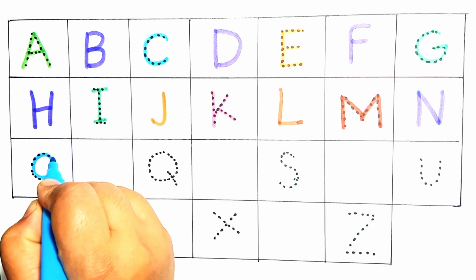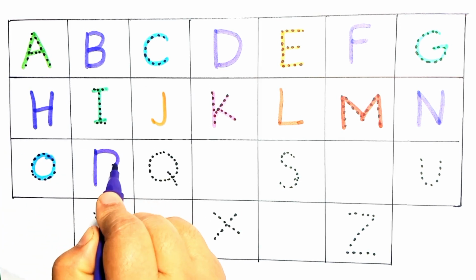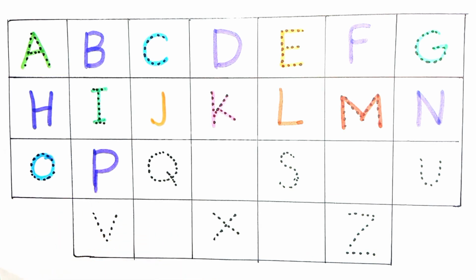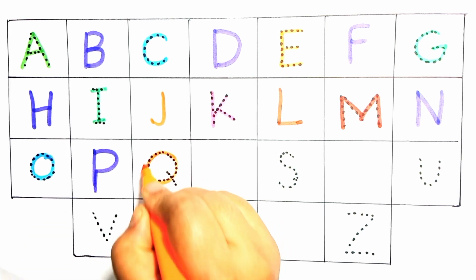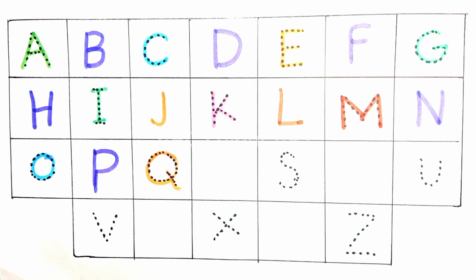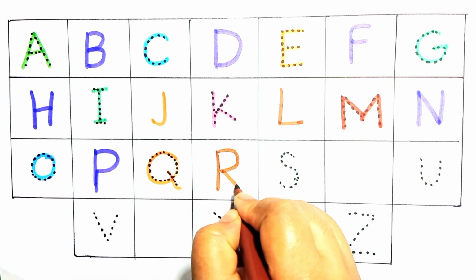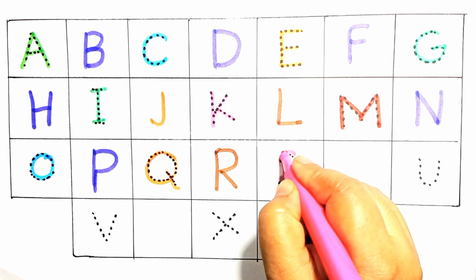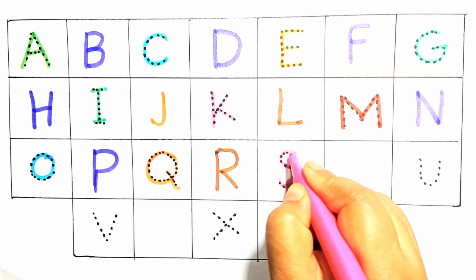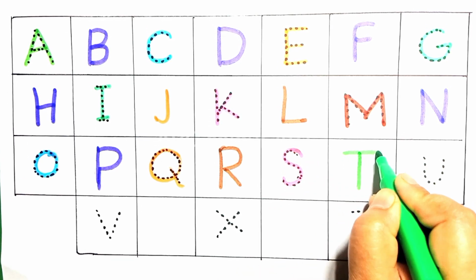O. O is for onion. P. P is for parrot. Q. Q is for queen. R. R is for rose. S. S is for sun. T. T is for toys.